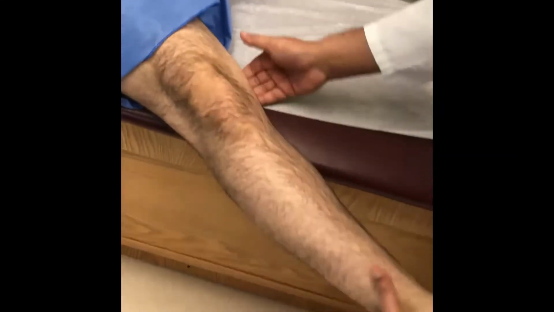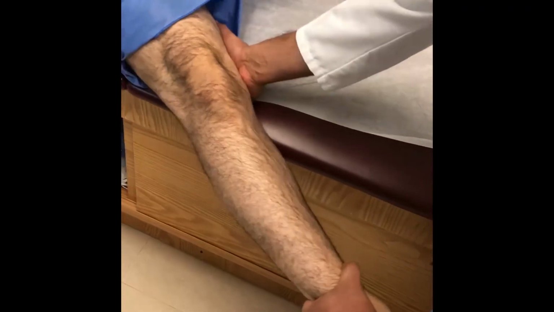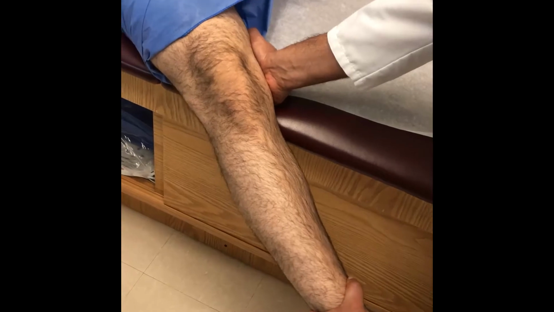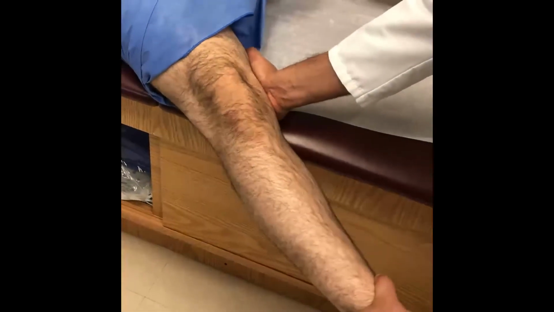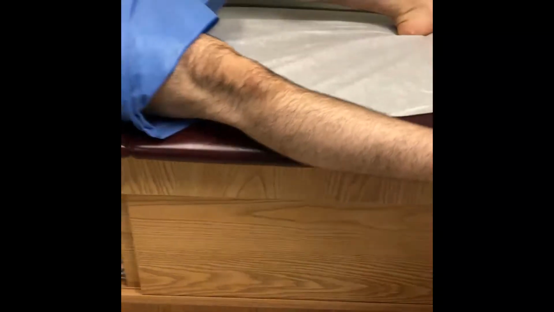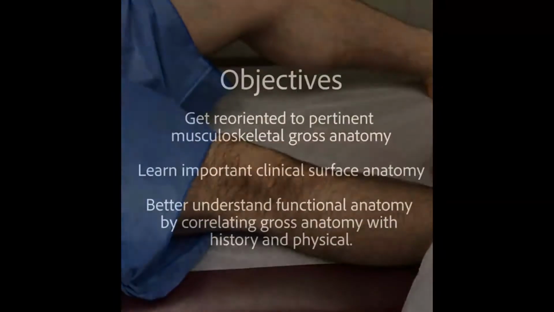And then for the lateral side, I'm going to do a varus stress, so the opposite. Now my hand's out here. My right hand in this case is over here. I'm going to have the patient relax a little bit, and then I'm going to do a varus stress. Then you repeat this and compare to the contralateral knee, and you see how much motion there is, indicating if that ligament is torn.